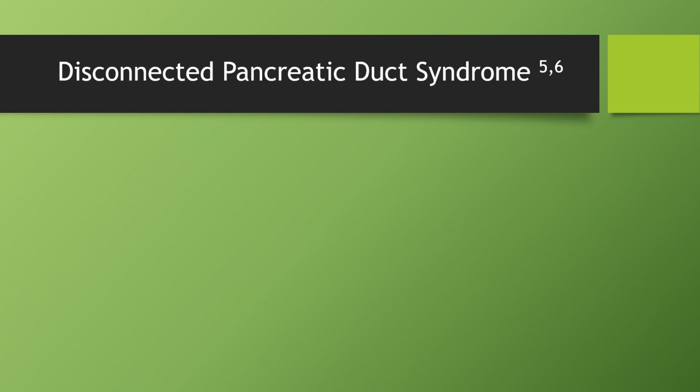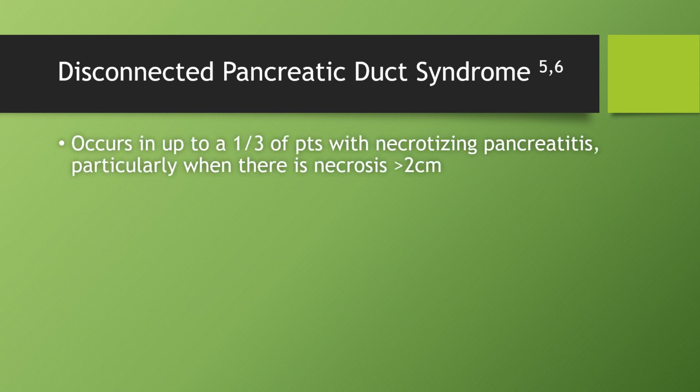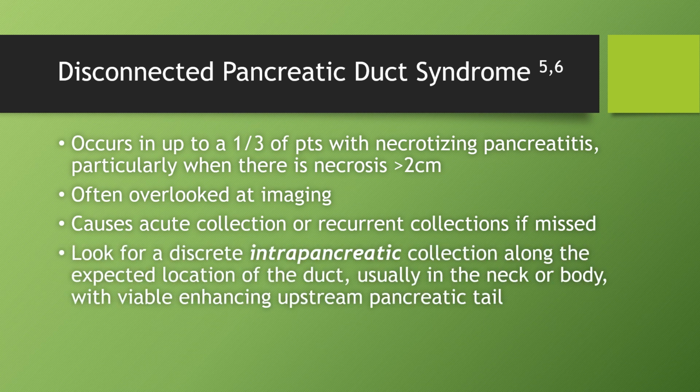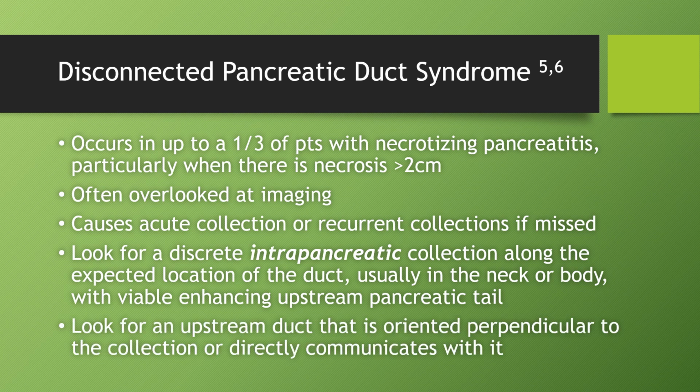Disconnected pancreatic duct syndrome occurs in up to a third of patients with necrotizing pancreatitis, particularly when there's necrosis larger than 2 centimeters. It's often overlooked at imaging. It causes an acute collection or recurrent collections if it's missed. What you're looking for is a discrete intrapancreatic collection along the expected location of the duct. This is usually found in the neck or the body with viable enhancing upstream pancreatic tail.